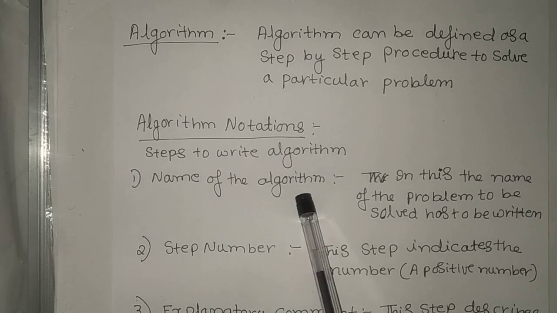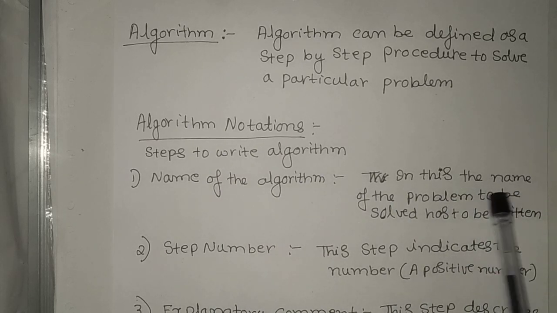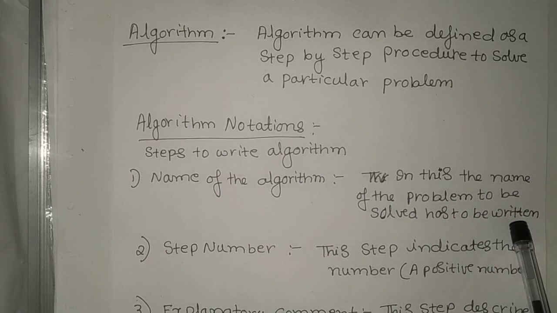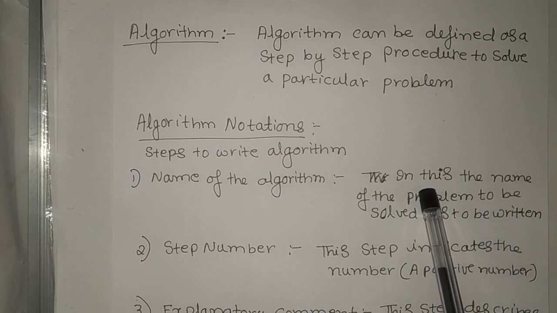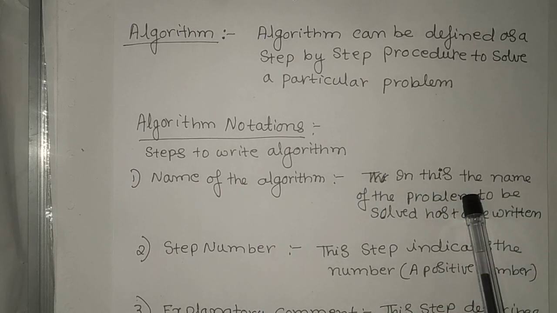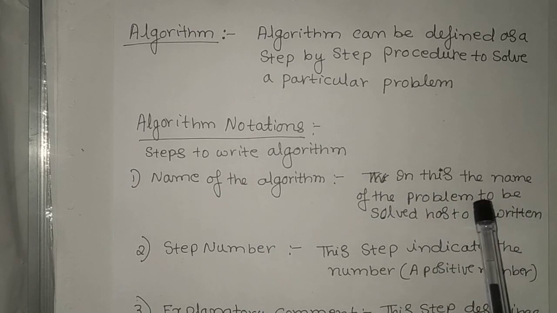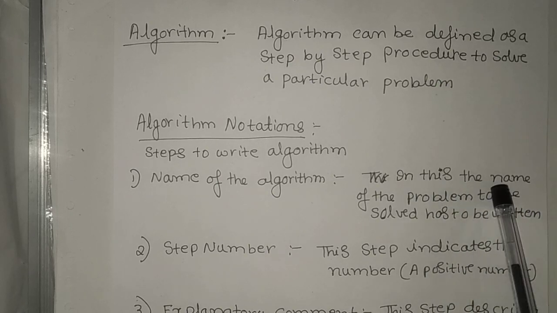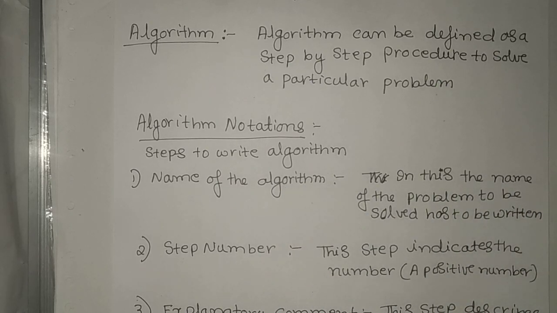The name of the algorithm is the name of the problem to be solved, and it has to be written here. So what is the name? To find the radius of a circle, we can write that here. As per the given problem, we have to give a name to the algorithm.